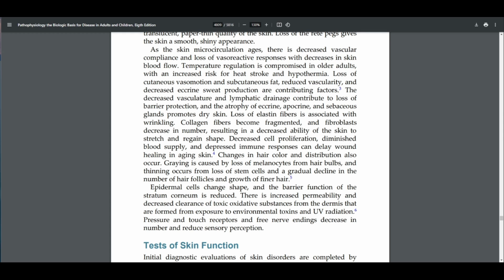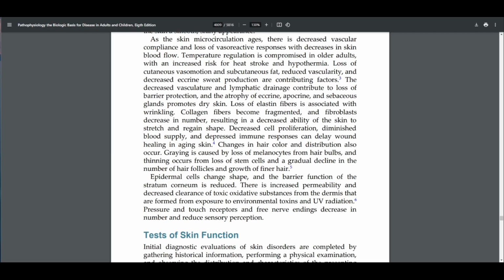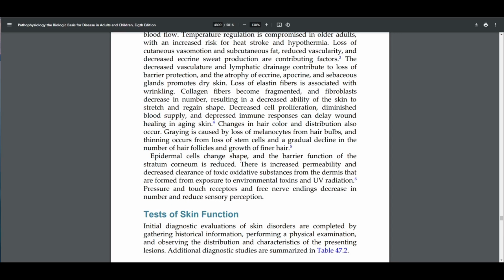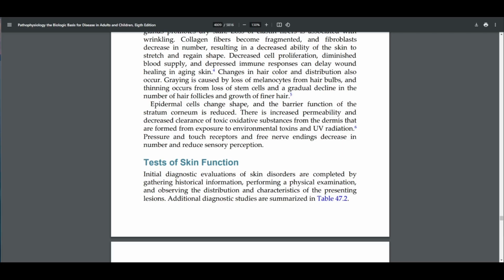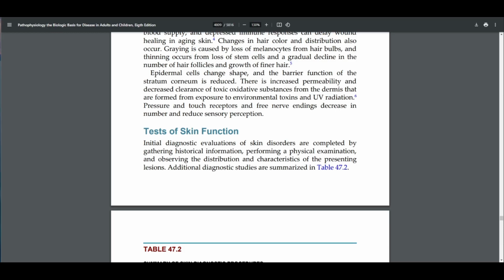Changes in hair color and distribution also occur. Graying is caused by loss of melanocytes from the hair bulbs, and thinning occurs from loss of stem cells and a gradual decline in the number of hair follicles and growth of finer hair. Epidermal cells change shape, and the barrier function of the stratum corneum is reduced. There is increased permeability and decreased clearance of toxic oxidative substances from the dermis that are produced from exposure to environmental toxins and UV radiation.